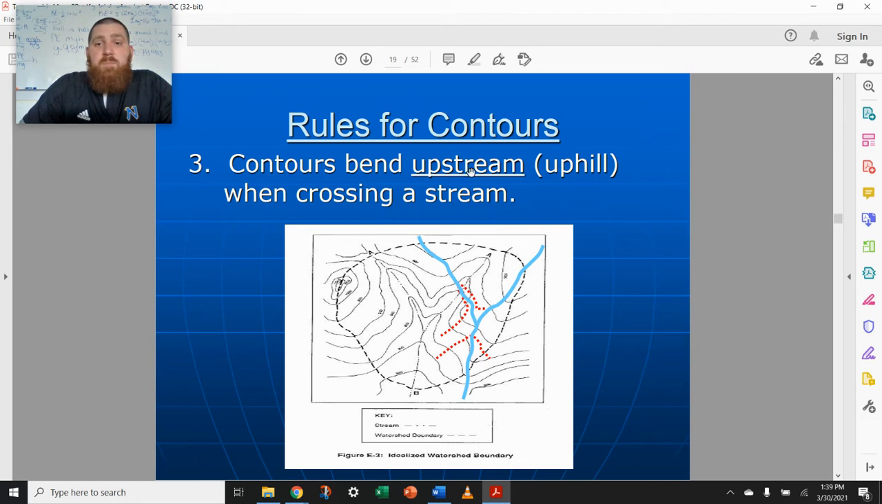Contour lines bend upstream or uphill when crossing a stream. So if you see a stream and the contour line is bending, that tells you the direction of the stream. So here you can see this stream cutting through right here, and these are all bending uphill this way.